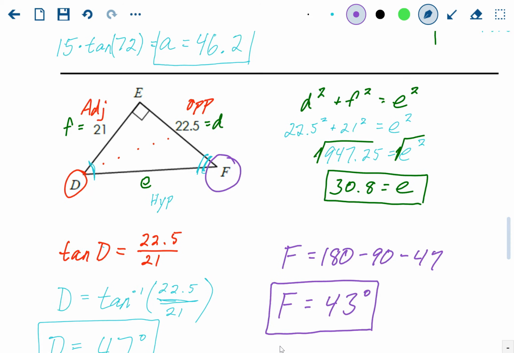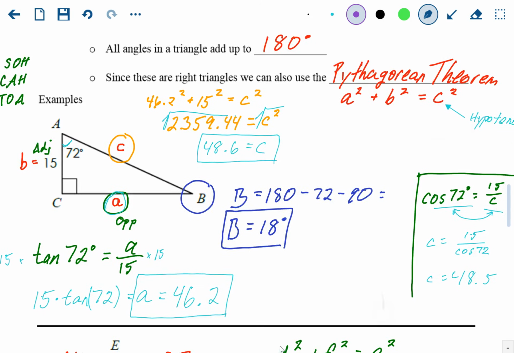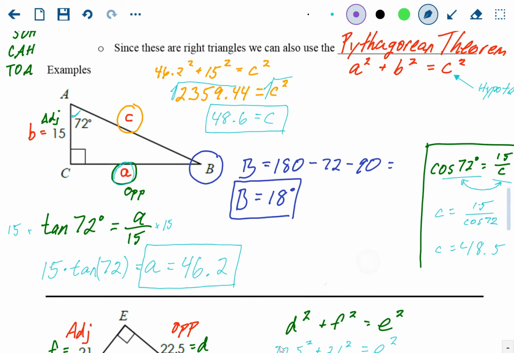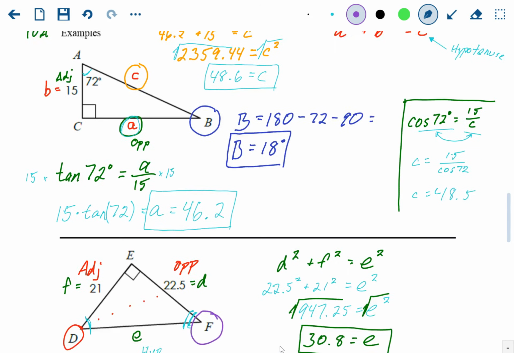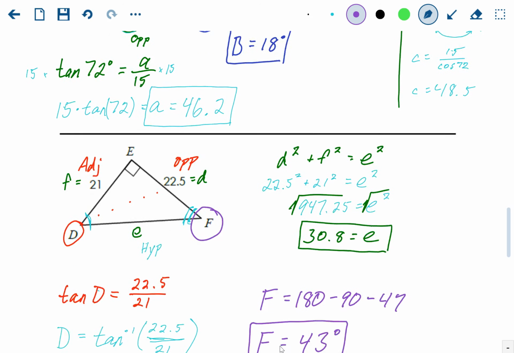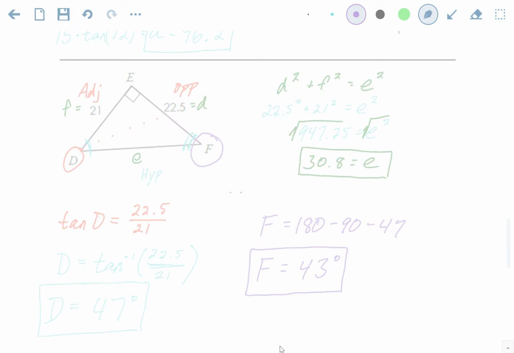Now again, from both of these, we only had to do one trig part. If you opt to use the 180 degrees and the Pythagorean theorem, you really only have to set up one trig ratio. Now again, you can set up three. You could use trig ratios to find all the missing information, but you don't have to. Usually you only need one. So use whatever method you want. If you want to use all trig, use all trig. If you want to use these other methods, use these other methods. Whatever works for you. And that's solving triangles.